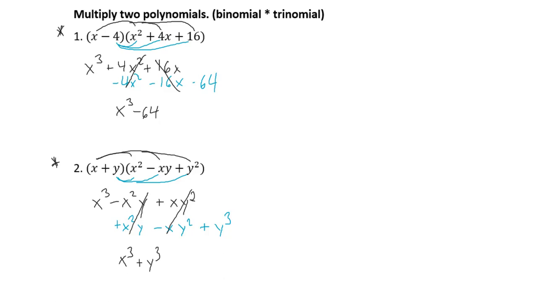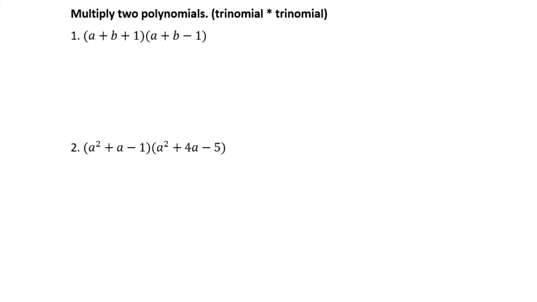All right, let's look at more examples. All right, so we have a trinomial and a trinomial. So I'm going to start by multiplying each term, and that gives me a squared plus ab minus a. And then multiply b times everything, and a times b is ab.